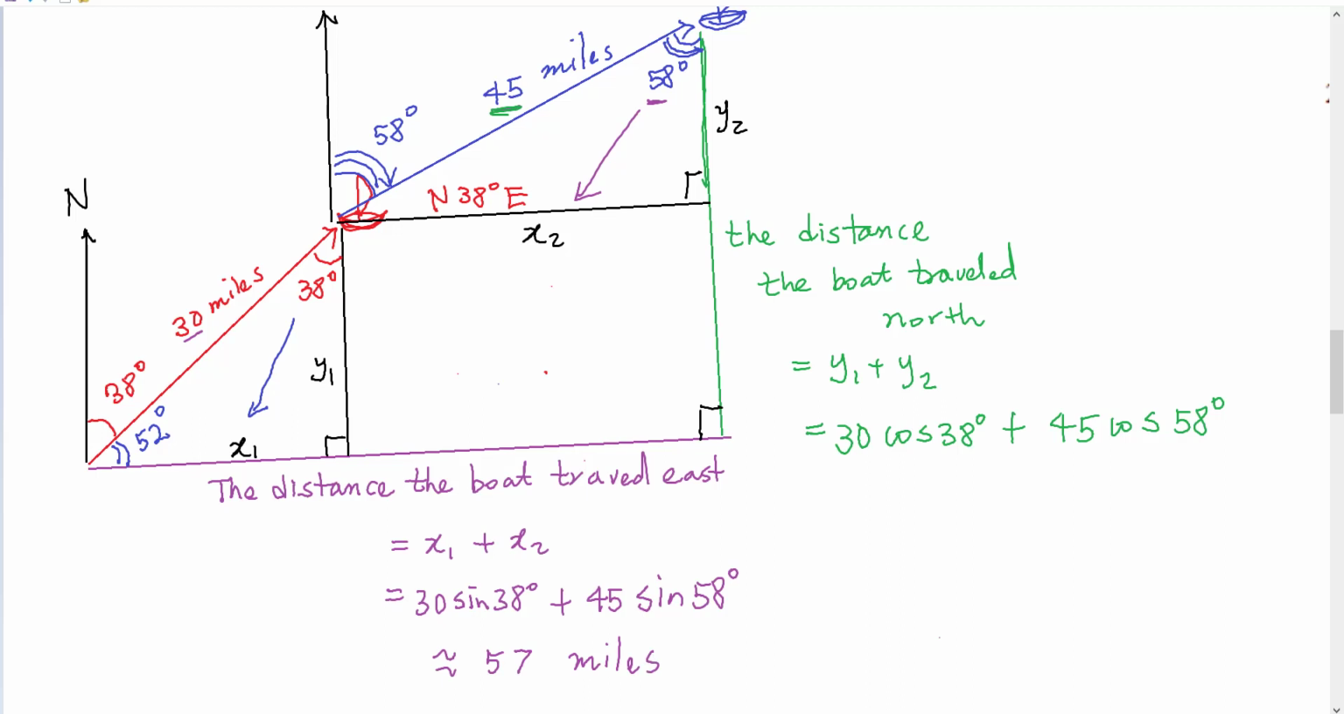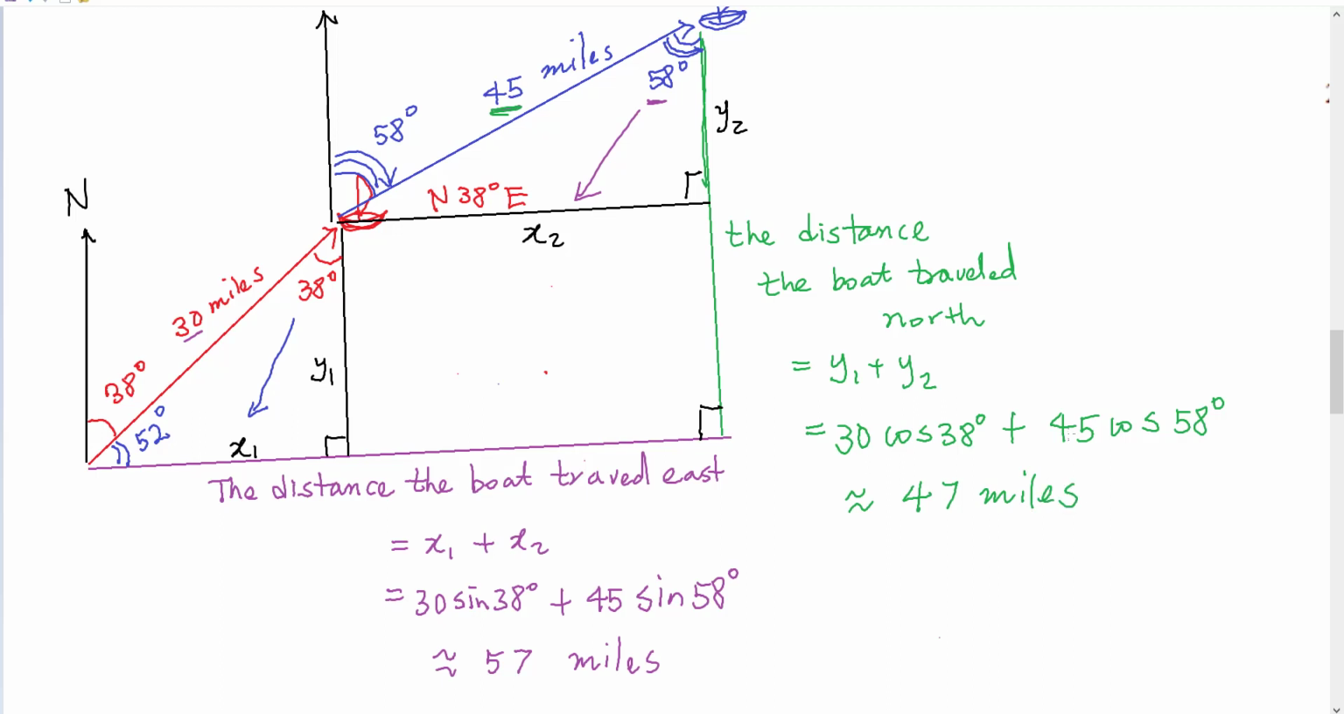And now this one, I have to change it to cosine. And now my mode is correct. So this one is 47.48. So I'm going to approximate to about 47 miles.